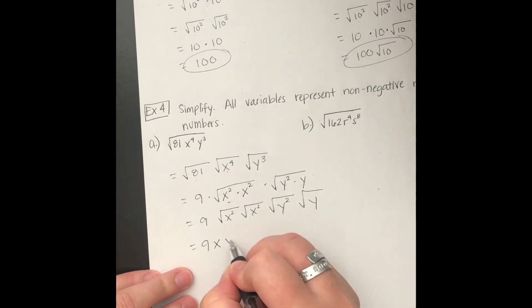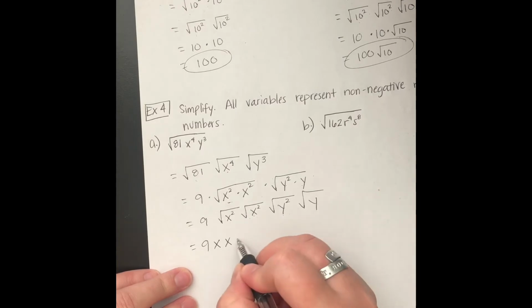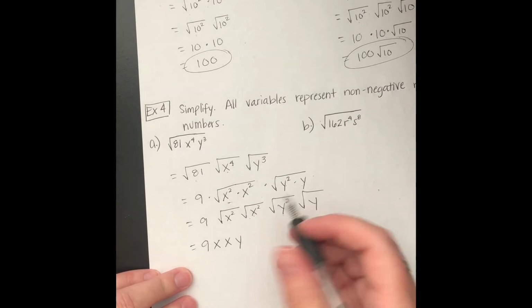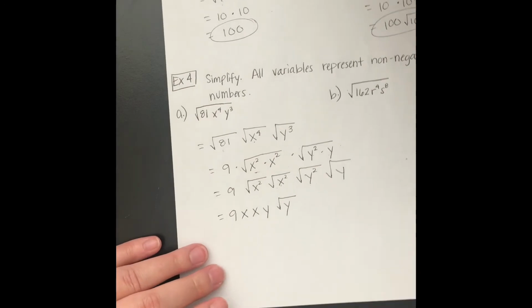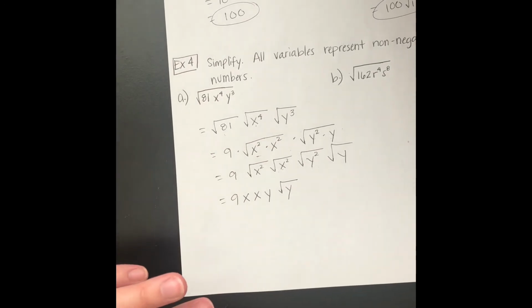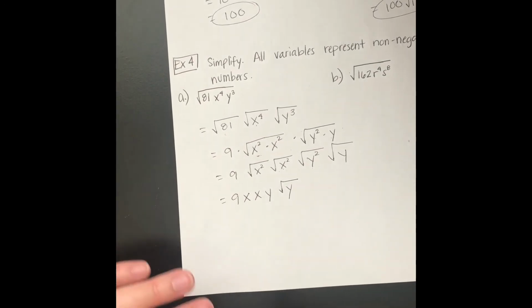Square root of x squared is x. Square root of y squared is y. Square root of y, no perfect square, so we're going to leave it. We're very close to having our answer. Combine any like terms together.